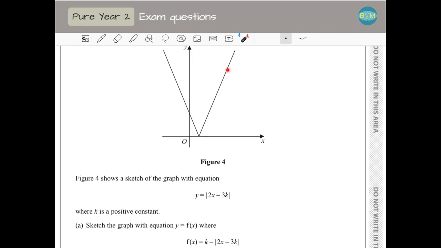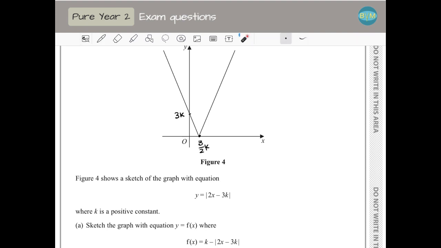So this is the original function. The original function cuts the x-axis when y is 0, which means 2x is 3k, which means x is 3/2 of k. So this point is 3/2 k. And the y-intercept here is going to be when x is 0, so minus 3k, absolute value 3k. So this point here is 3k.